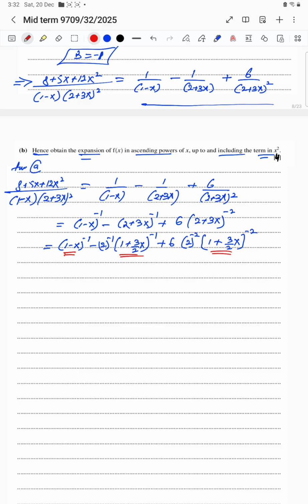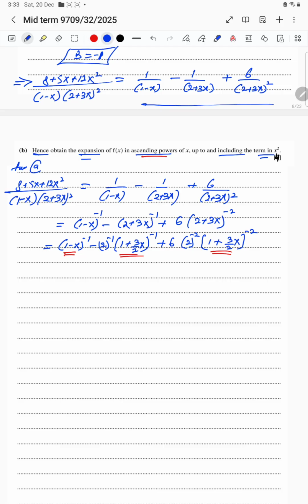Ascending power means, yes, one more thing, a few students are still confused about ascending and descending. Ascending means from smaller to bigger power, descending means from bigger to smaller. Like when you are going stairs up, it means you are ascending. When you are going stairs down, it means you are descending.